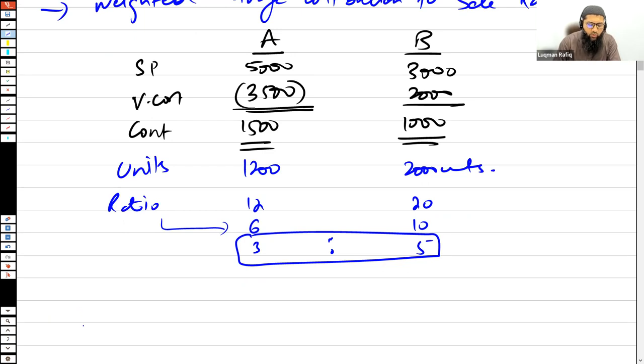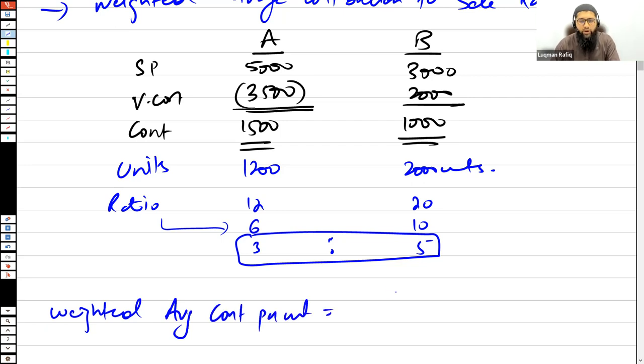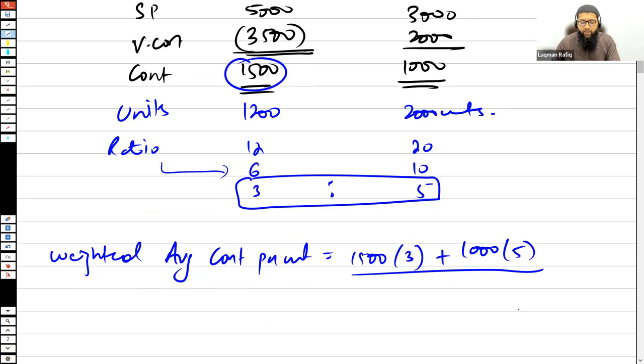Now, what are you going to do if you have to calculate the weighted average contribution per unit? I repeat, if you have to calculate the weighted average contribution per unit, how are you going to do that? You're simply going to do it like this. The contribution of product A is 1500 and the ratio of product A is 3 units. You add it up with 1,000 as the contribution for product B, and 5 units for product B. You divide it by the number of units.